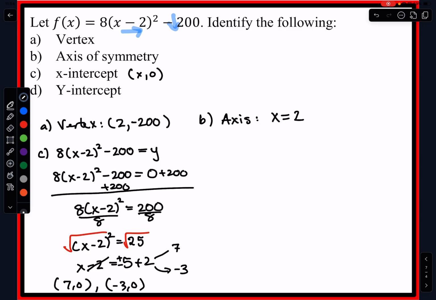Now for the y-intercept, that's going to occur when x is equal to 0 instead of y. So we're now looking for the y value when x is 0. So that just simply requires us to substitute in the number 0 for x, which is the equivalent of evaluating this function at 0, identifying what the output value would be when I plug in 0.